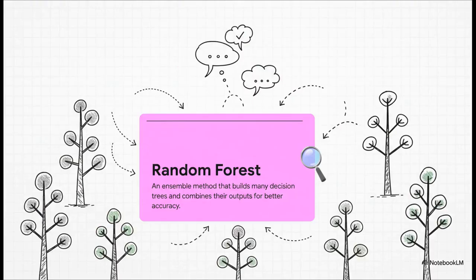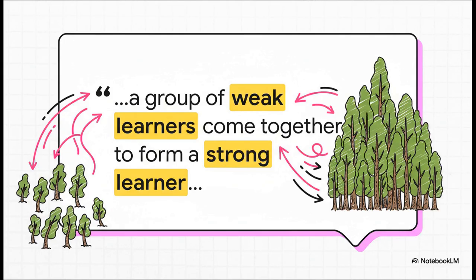This is the whole concept of a random forest. Instead of building just one tree, the algorithm builds hundreds or even thousands of slightly different trees. Each one gets to see a slightly different piece of the data. And then, to make a final prediction, it just takes a vote or averages their results. It's basically like getting 100 different expert opinions before making your final call. There's a great quote from the research that just perfectly captures the spirit of this idea. A group of weak learners come together to form a strong learner, thereby increasing the accuracy of the model.